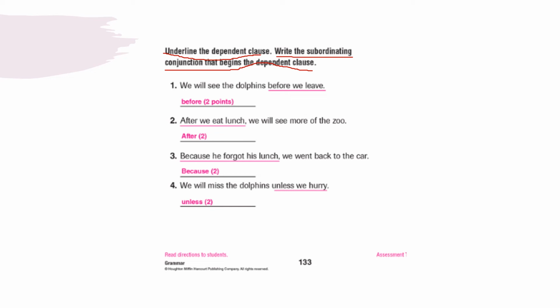We will see the dolphins before we leave. What is the dependent clause? Before we leave, because you cannot say before we leave alone. It is an incomplete thought, so it is a dependent clause. This is what to underline. What is the subordinating conjunction? The subordinating conjunction is the word before. That's why we wrote before.